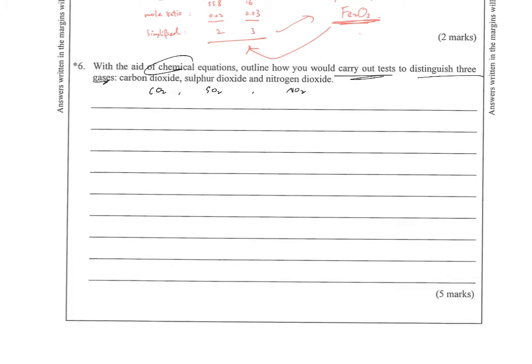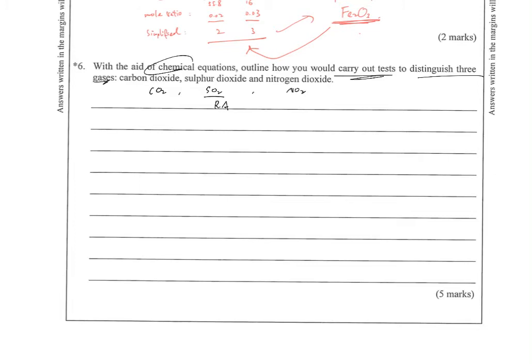Of these three gases, only one has reducing power, that is SO2. SO2 is a reducing agent. The other two gases do not have reducing power. So when we see one of the gases has reducing power or oxidizing power, then we just add the opposite agent. So we add the oxidizing agent to each of the gases, then the reducing agent will have a reaction with the oxidizing agent, right?